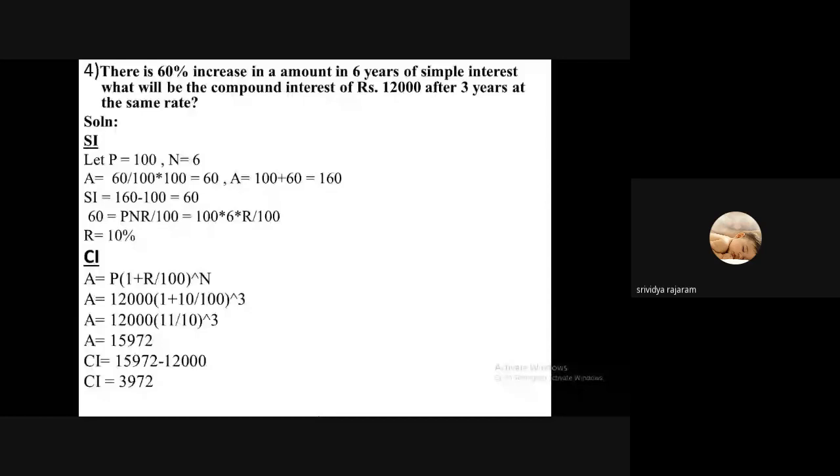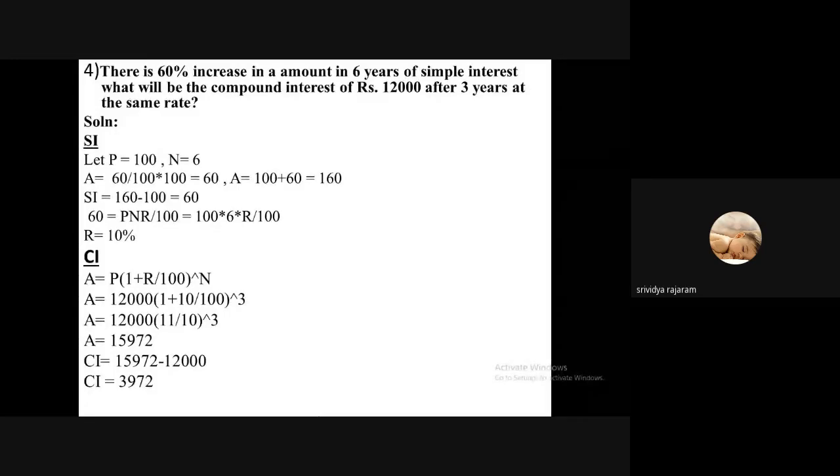So in such problems, we should assume P is equal to 100 rupees. In the question, they mentioned the number of years N is equal to 6, right? With this, we can find the value of A. What they said is A will be 60% more than P, right? So first we have to calculate what that 60% more amount will be. You have dealt with percentage, right? 60 by 100 into P, that is into 100. So 100 will be cancelled. So that 60% increase amount will be equal to 60.